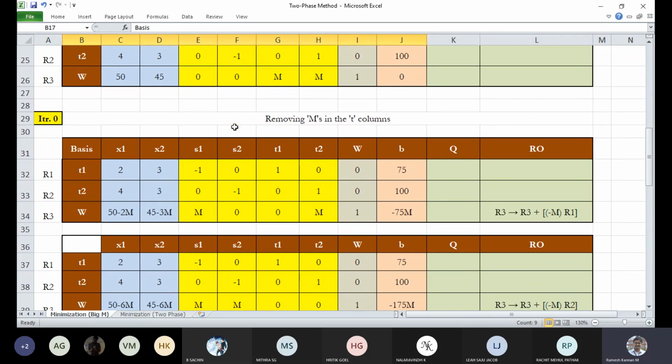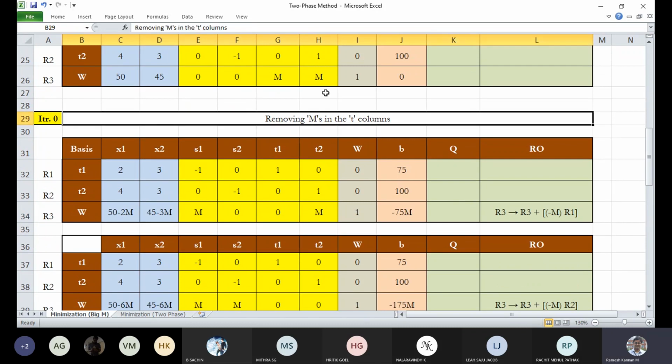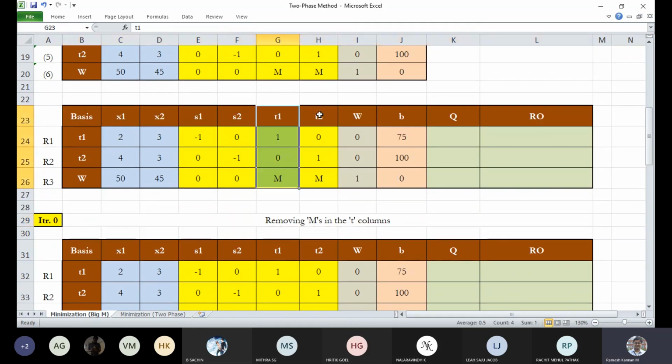Right. Now we have to remove M in the t columns. Like these are the t columns, artificial variable columns. We need to remove M. Right. How do we remove this M? When we add a minus M to it, it gets 0. Right. So how do we do it? Is we add this row, the entire row, so that this element is selected, and we'll add it with this row by multiplying minus 1 with this thing.